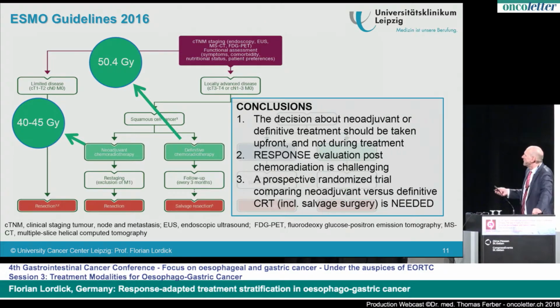So my conclusions at that point are just make you aware that you take your decision here at this time point if you go to a neoadjuvant strategy, including obligatory resection, or if you go for a definitive strategy with a higher radiation dose. My conclusion would be that the decision about neoadjuvant or definitive treatment should be taken upfront by the tumor board and not during treatment at the current time point. Response evaluation during or post-chemoradiation is challenging with a lot of caveats, and a prospective randomized trial comparing neoadjuvant versus definitive chemoradiation therapy with modern technologies and with modern response monitoring is something we probably need. And we are in discussion with the Scandinavian group, with Magnus Nielsen, to implement something like that.